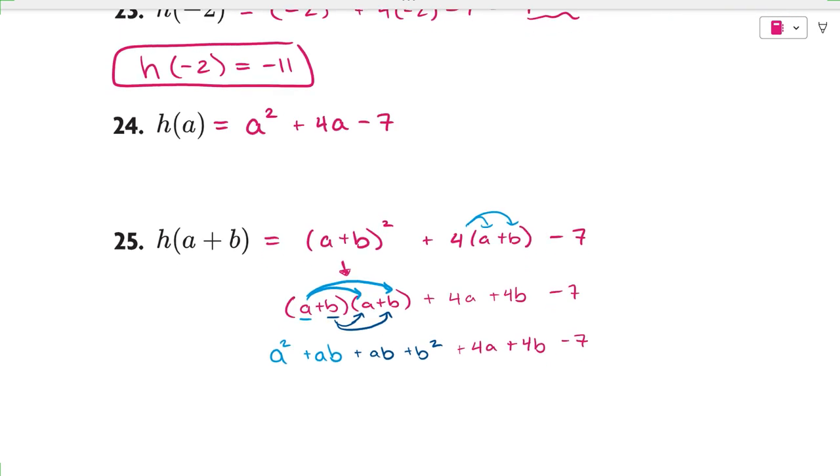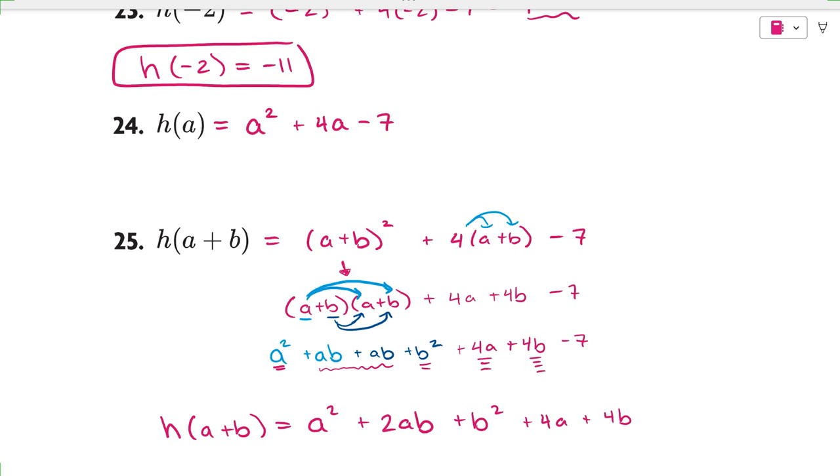So now let's see if we have any like terms here. There's no other a squared terms. So I'm going to rewrite our h of a plus b. There's no other a squared terms, so it stays by itself. Notice I have an ab plus ab, so that becomes 2ab. The order where you put your terms doesn't matter. I'll do my b squared term next, I suppose. There's no other b squareds, and there's no other for a or for b. Right? There's no other terms with just an a, and no other terms with just a b.